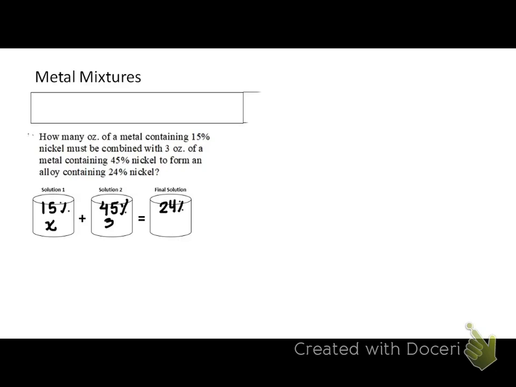Okay, we're looking at our alloy as our final mixture. So if I had no other information to write this in, this is what I should be able to at least get, right? Solution at 15%. How much must be mixed? So we're always going to look for X, combined with 3 ounces of 45% to have our final percent of solution being 24. So do we want to add or subtract on this one? Why is it adding for this?